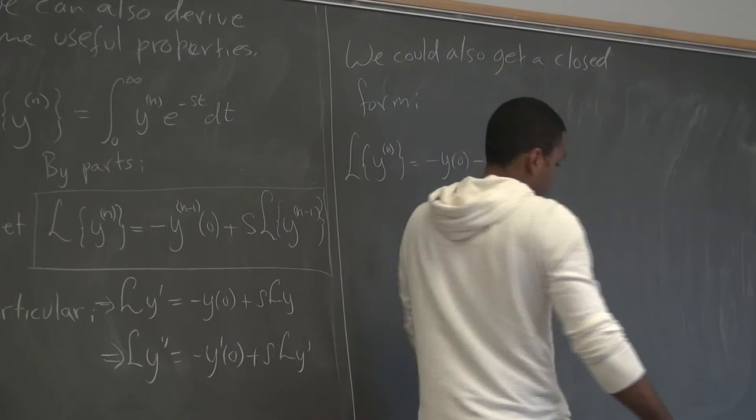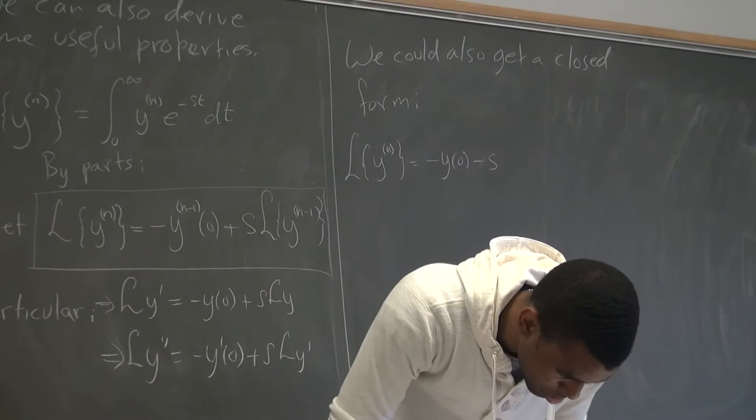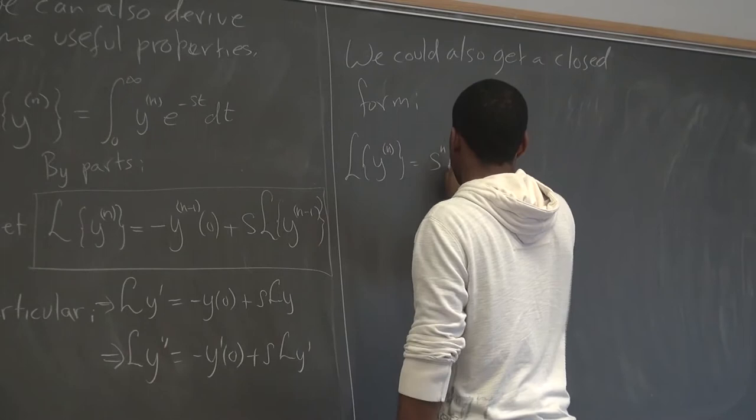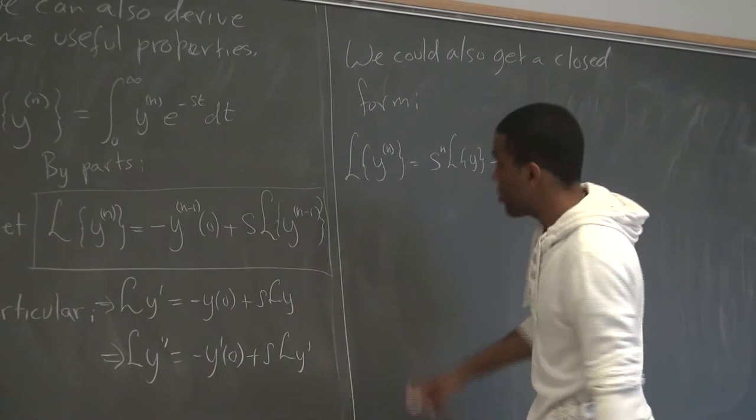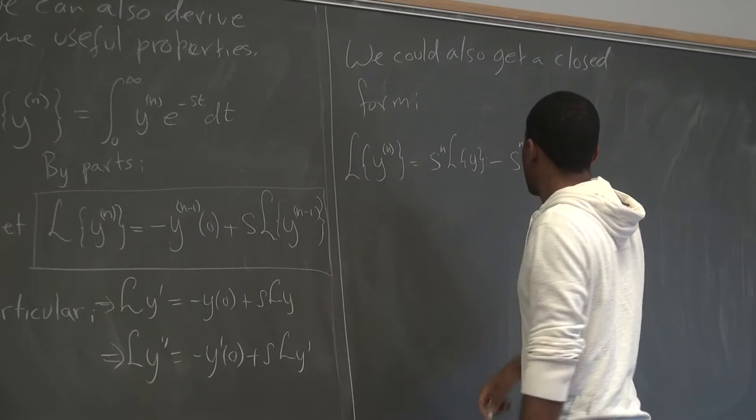I always do this one. I never go to the big one because I don't like memorizing big things. So this is s to the n Laplace transform of y, and everyone else is a minus y to the 0. We will be given y of 0, right? Yeah, we're going to give you the initial conditions in general.